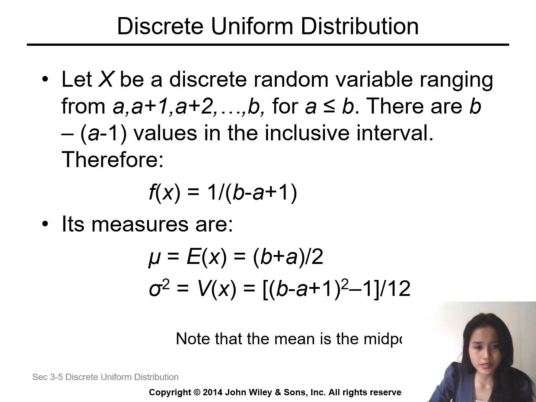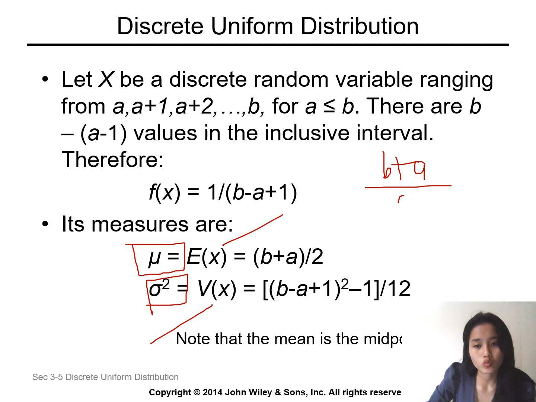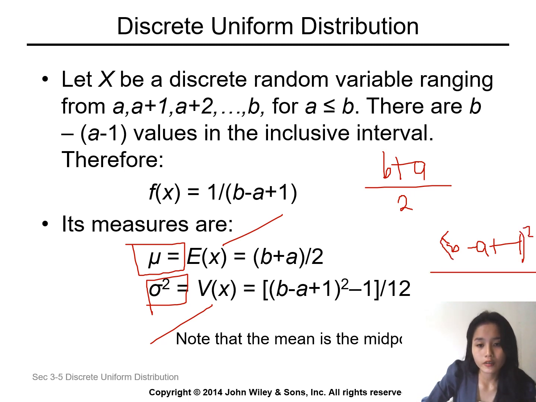It measures our mean, E of x, and the variance, V of x. The mean is b plus a over 2, and the variance is b minus a plus 1 squared, minus 1, over 12.